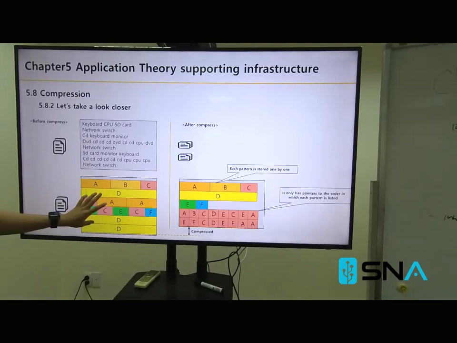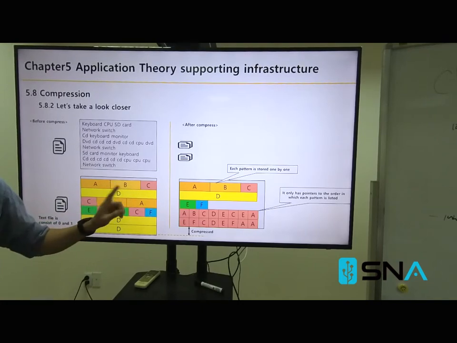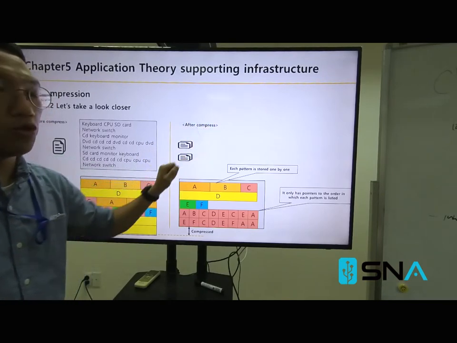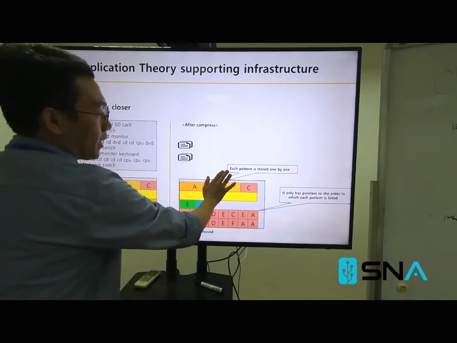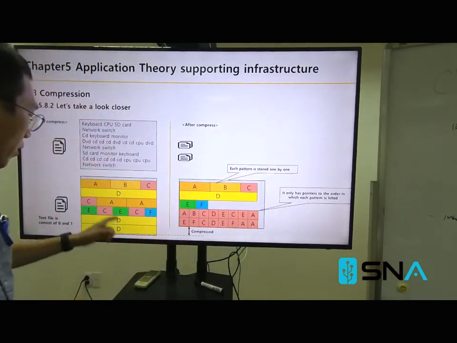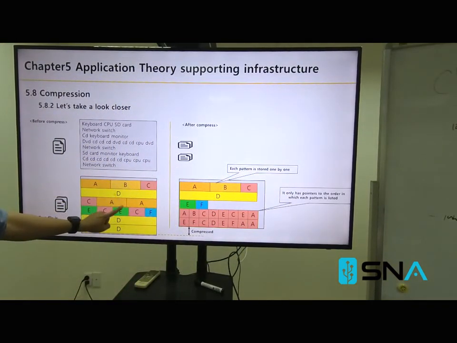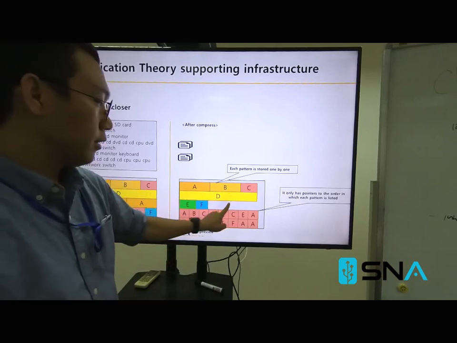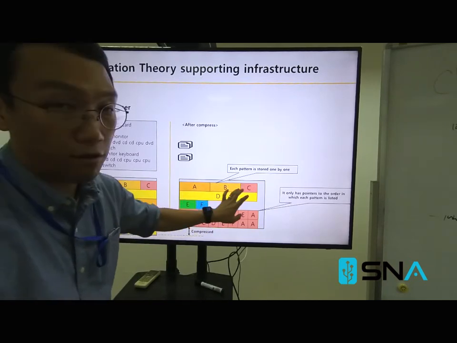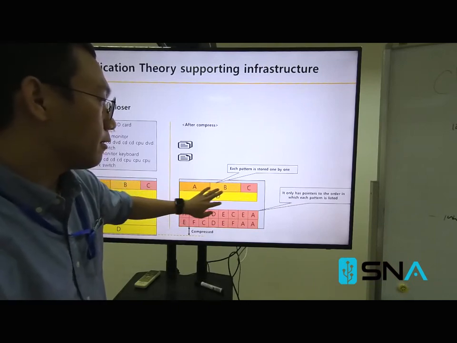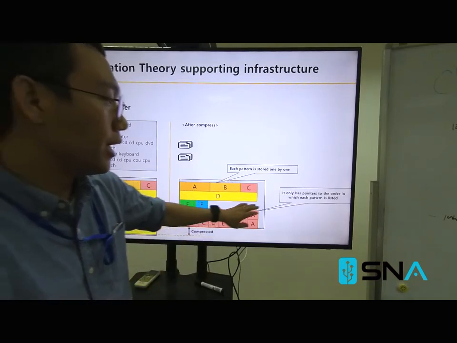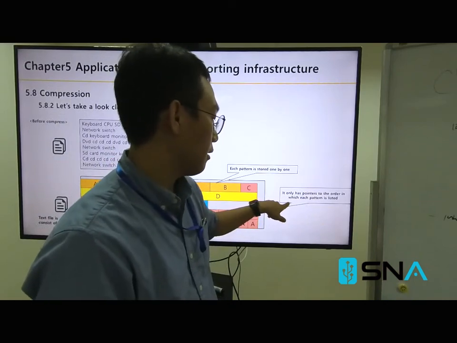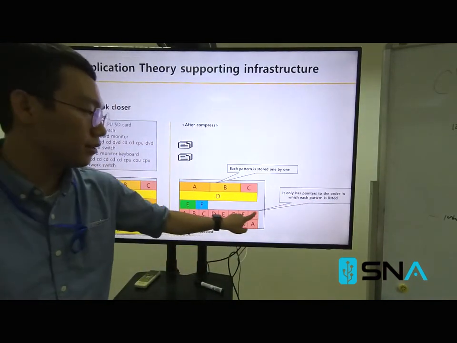This is because a text file or anything consists of only 0 and 1 in the computer world. But after compression, we can extract this. Each pattern is stored one by one: A, B, C, D, E, F. When the first one is declared, each one only has pointers to the table in which each pattern is listed.